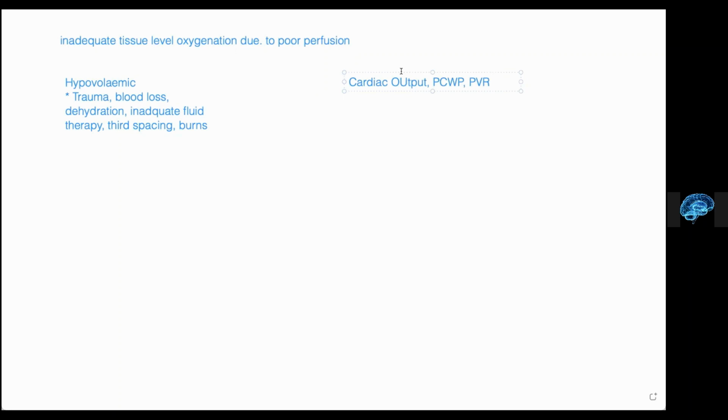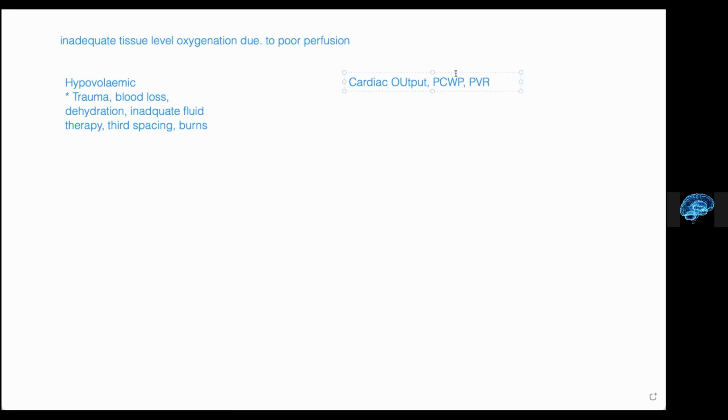To give an example, in distributive or septic shock, I can have a cardiac output that is increased. However, in hypovolemic shock, I can get a cardiac output that is decreased. When considering pulmonary capillary wedge pressure, I can have a decreased PCWP in hypovolemic shock. However, I can have an increased PCWP in obstructive shock, for example, cardiac tamponade. For those of you who don't know what PCWP is, it's a surrogate measure of what's distal to the pulmonary capillaries, so basically the left atrium. It measures the pressure in the left atrium as a surrogate for the level of obstruction distal to your pulmonary capillaries.